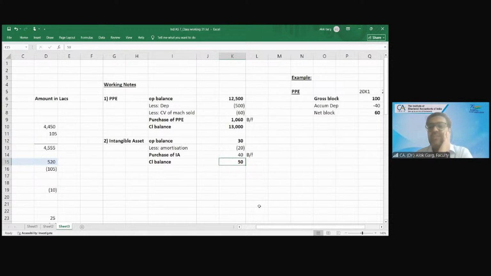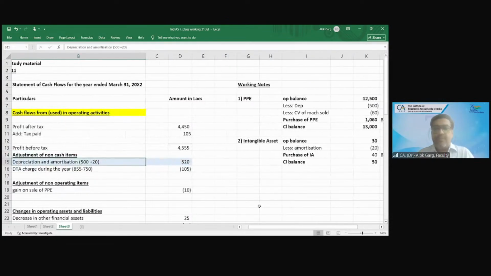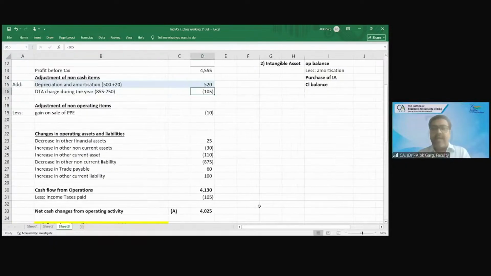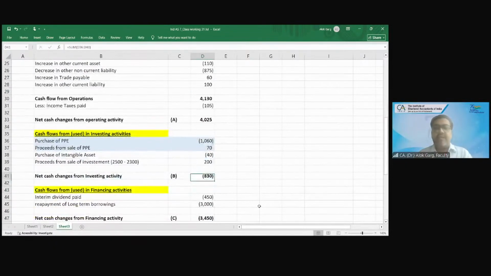It means there is an addition. There is an addition of intangible asset. There is a purchase of intangible asset, right? So this purchase of intangible asset, this amortization I have already covered, 500 plus 20. And this purchase of intangible asset again will go to where? Investing activity, right? Yes, sir. It will go in the investing activity.